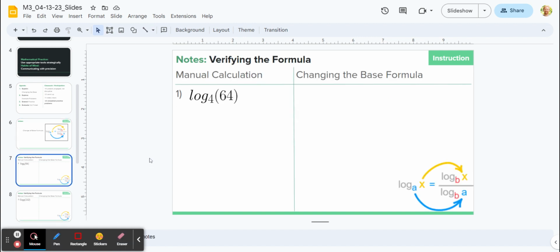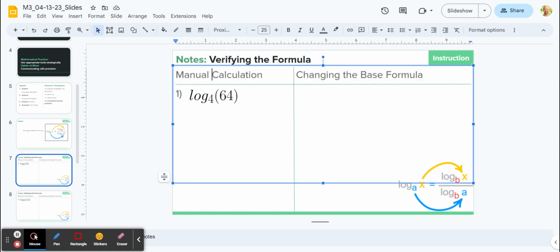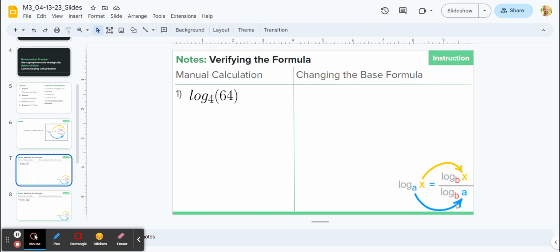So we are going to see the usefulness of this equation by kind of verifying the formula. We're going to do this first problem, log base 4 of 64, two different ways. First way we're going to do it is we're going to manually calculate it, and then we're going to use that formula, which I've included down here again for reference, to verify that it works.